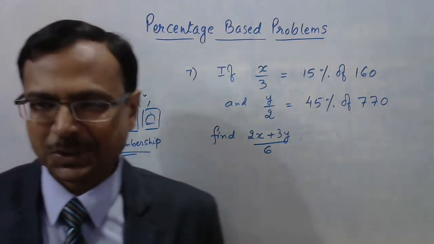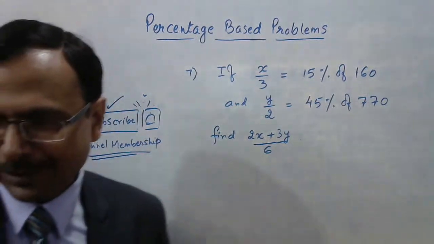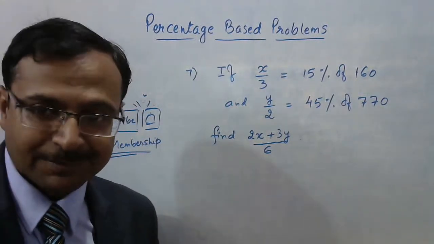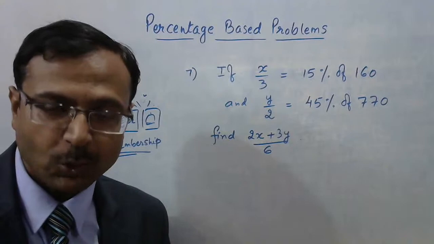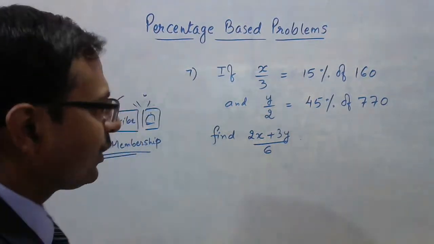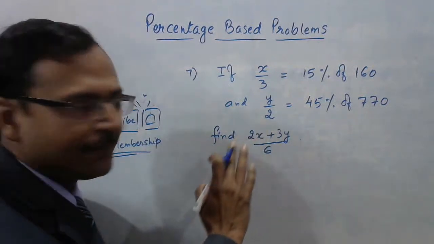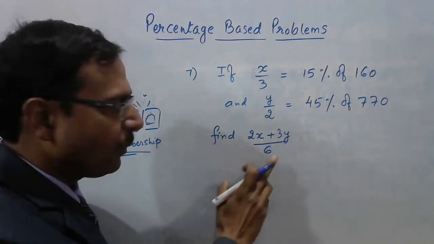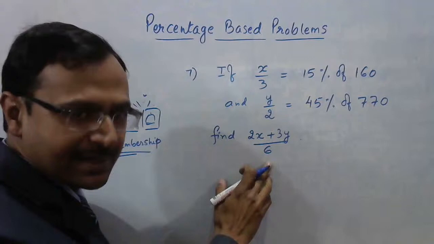Okay, so how do we do it? See, friends, there is a catch here. I told you, right? And what is the catch? First of all, let's see the catch. Now see the value which we have to find here. This is (2x + 3y) upon 6.